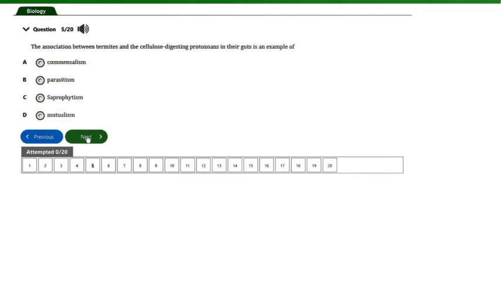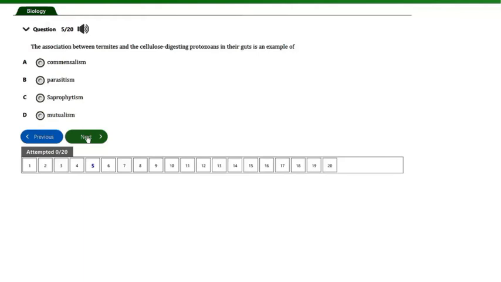That's question number 5. The question says, the association between termites and the cellulose digesting protozoans in their guts is an example of A. Commensalism, B. Parasitism, C. Saprophytism, and D. Mutualism. So guys, we have answered a similar question to this before. So guys, the answer to this question on this hand is mutualism.